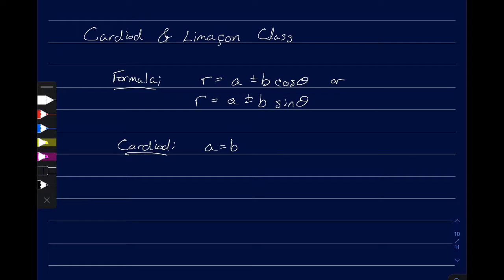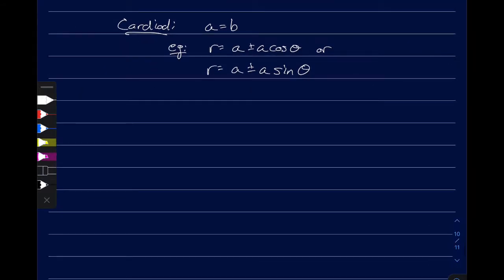Okay. Now, a cardioid occurs when a is equal to b. So that is, we have r is equal to a plus or minus a cosine theta, or r is equal to a plus or minus a sine theta. And what a cardioid looks like is it touches the graph and it goes around and it kind of looks like a heart.